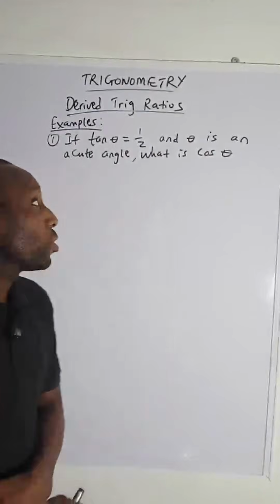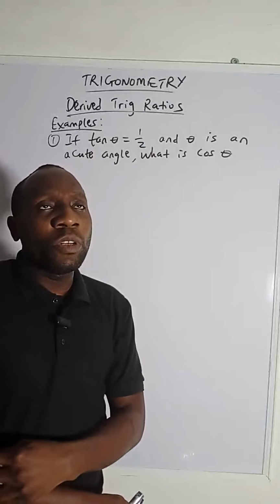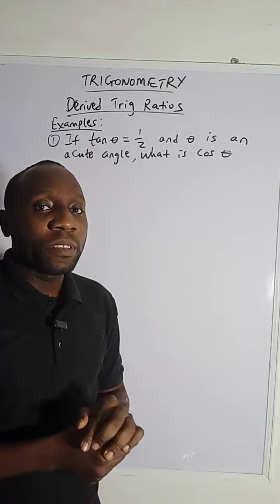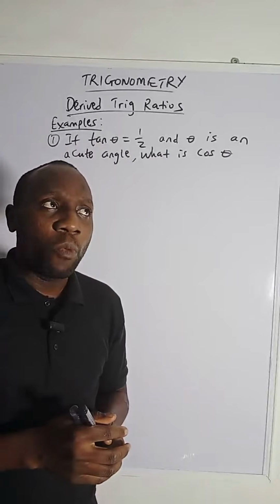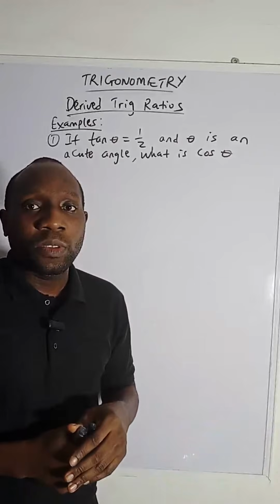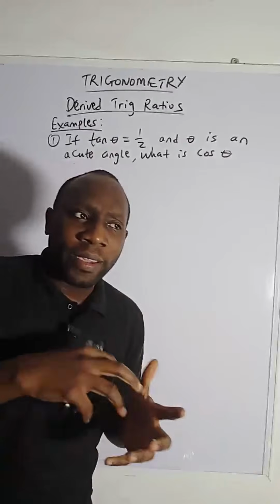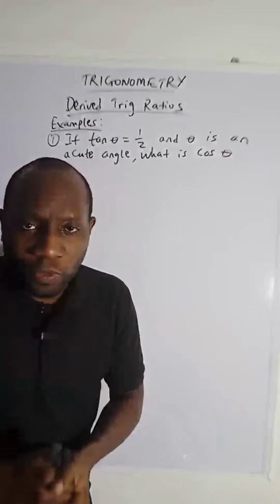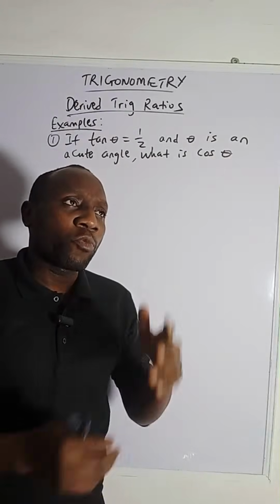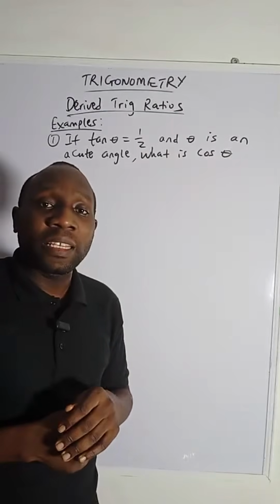In this lesson, we're going to be talking about derived trig ratios. In the last lesson, we looked at how you can solve problems involving trigonometric ratios. We're able to find cos 30 degrees, and we're able to get the cos of an angle and use it to find the sine of another angle. That's what we did in the last lesson. So it's going to be a continuation of what we did in the last lesson.